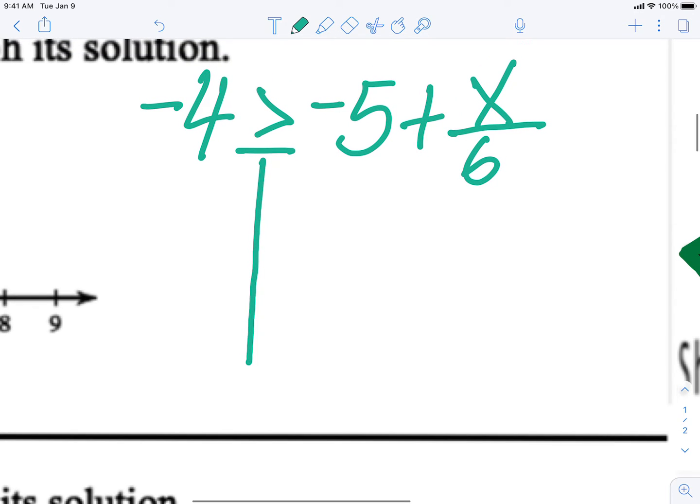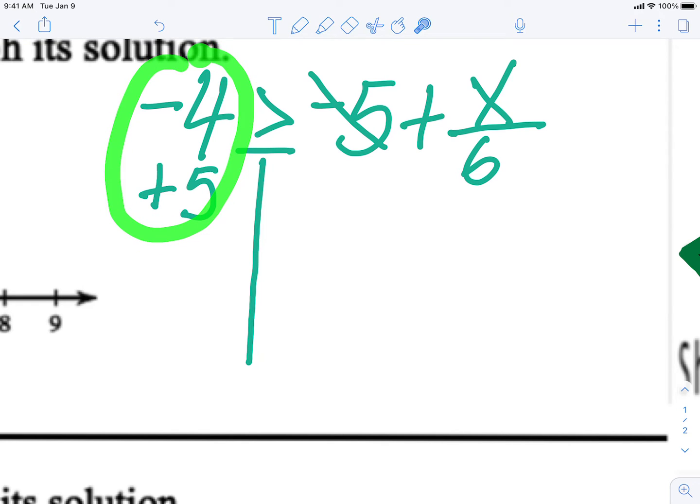So remember, we're going to save whatever is with the variable last. So I'm going to move this negative 5 over and make it a positive 5. So cross out negative 5, and I'm going to make it a plus 5. So a minus 4 and a positive 5 are not the same sign, so I have to subtract. 5 minus 4 is 1.